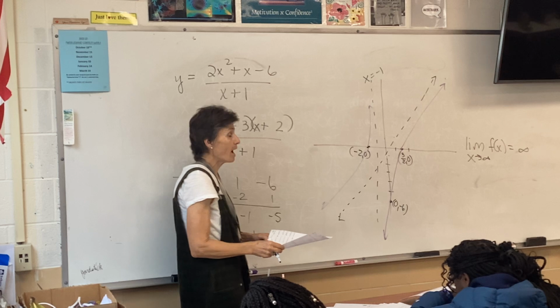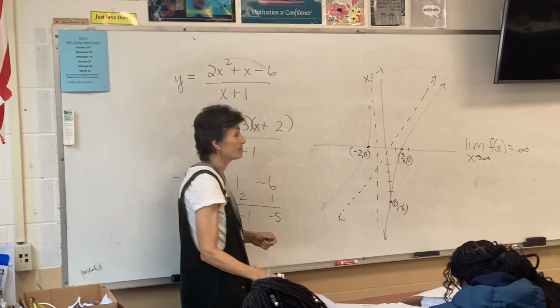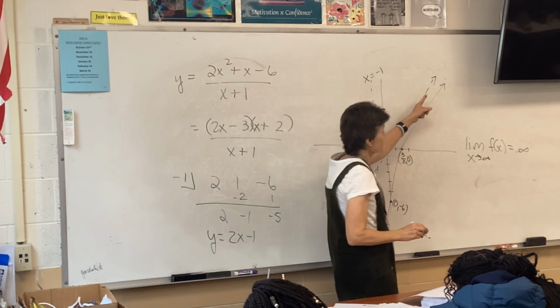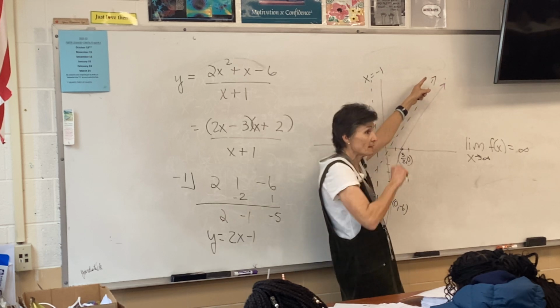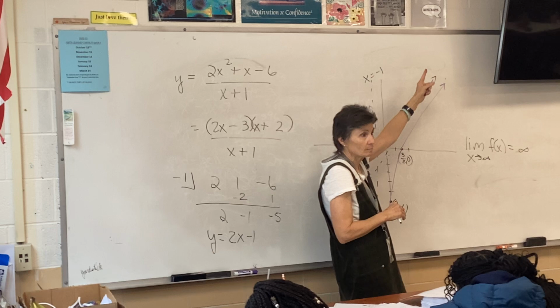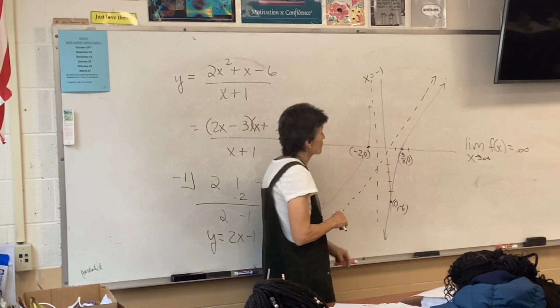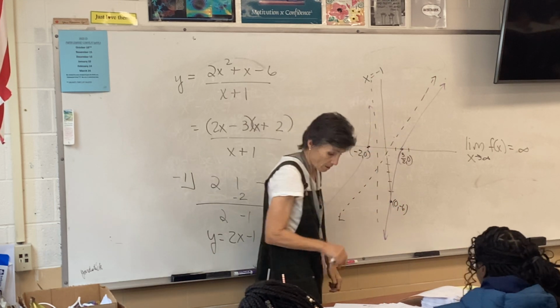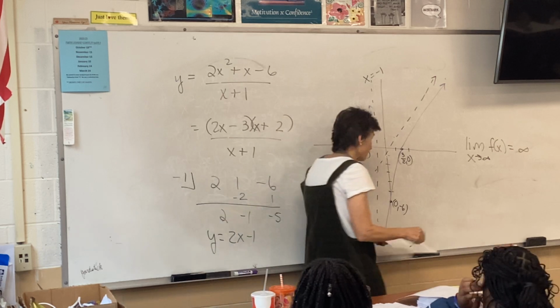That is not approaching anything. I guess it is approaching this asymptote, but isn't that asymptote climbing? It's not like there's a ceiling on it. It just keeps going.